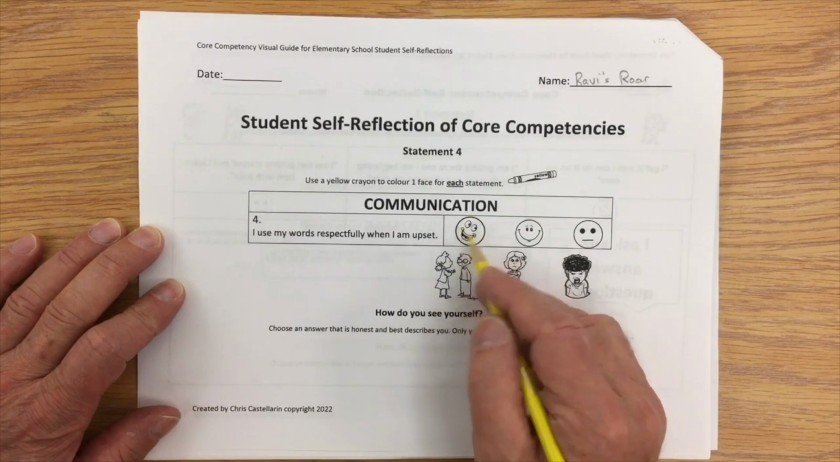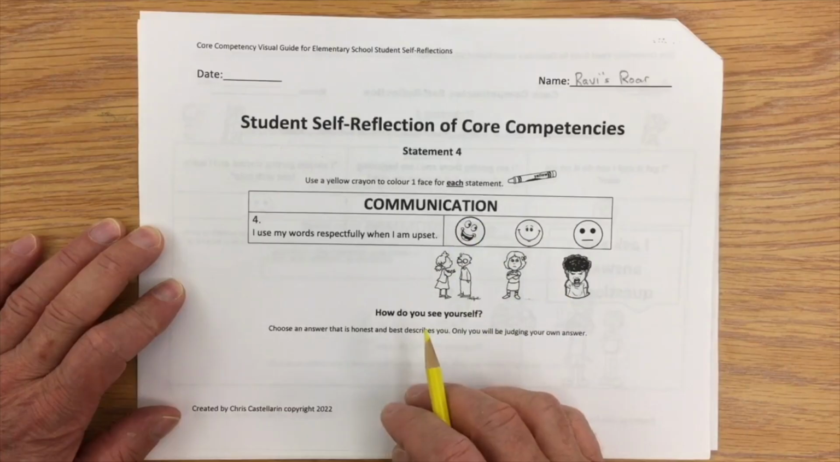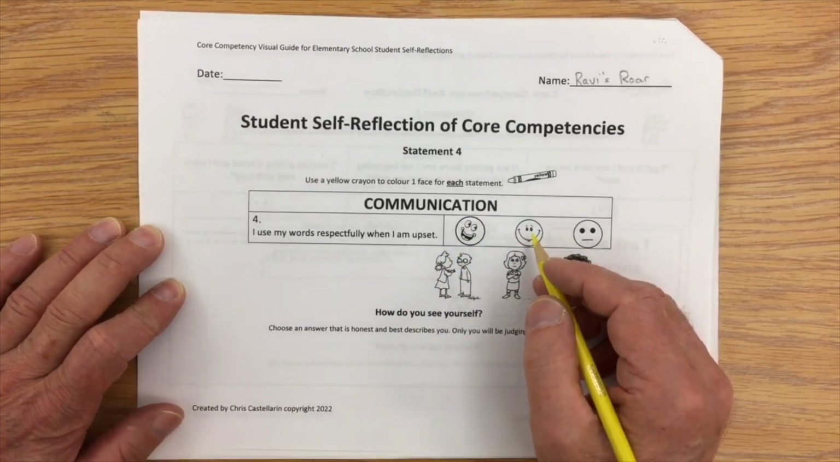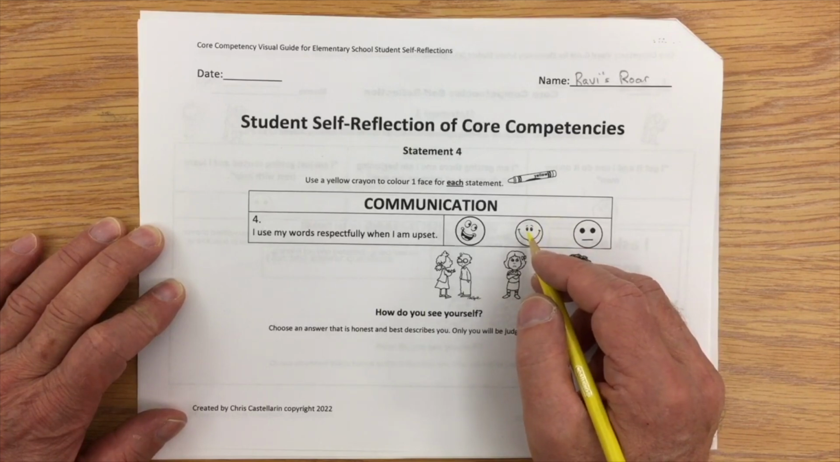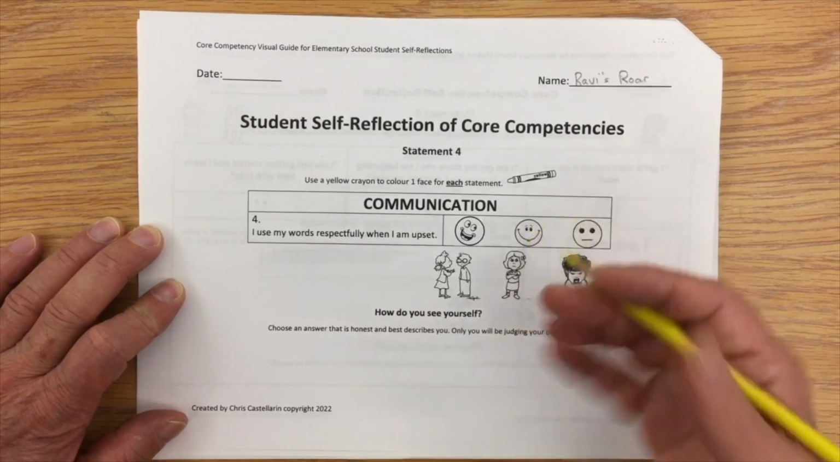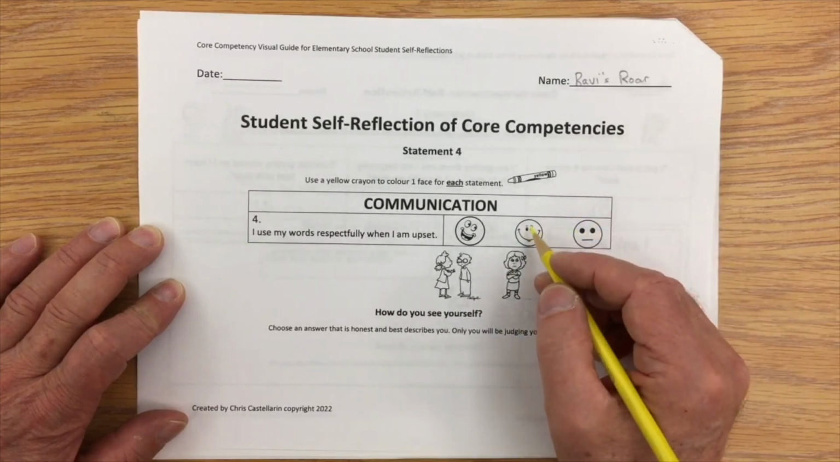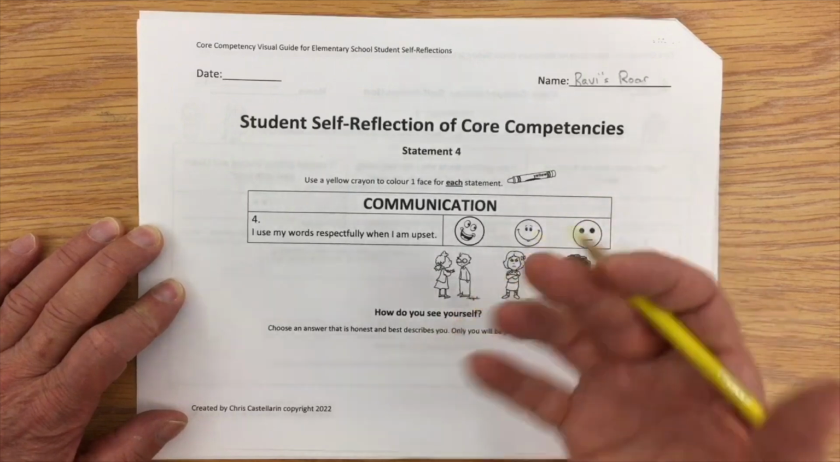If I can do that quite often, I might color in this face. Even when I am upset, I find a way to calm down and talk about it with my friends in a way that is safe and respectful. But when I'm really upset, maybe I do something else, like I shut down and I don't say anything. Or maybe I stomp my feet, cross my arms and pout. Maybe I just walk away from that person. And there's nothing wrong with doing all of those. Those are all feelings and emotions. But maybe I'm not using respectful words. Instead, I'm using body language, and maybe it's not all that respectful.